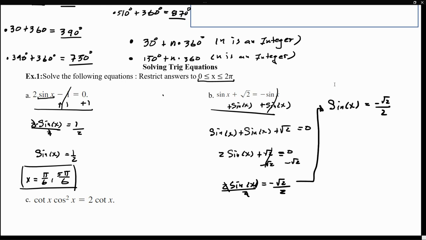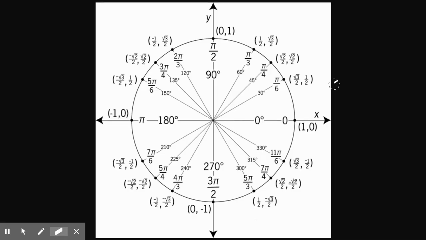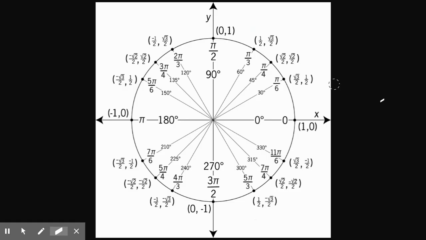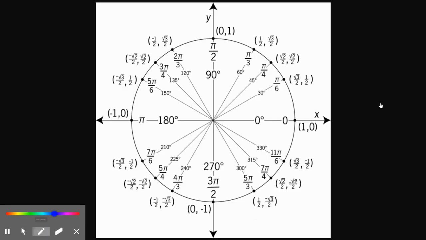So now that we stop right here, we ask ourselves this question. What angles can I use such that if I evaluate the sine function, it's equivalent to negative square root of 2 over 2? Well, for that, let's look at our unit circle. We're looking for angles that if I plug into the sine function, it gets me negative square root of 2 over 2. So where will they be?